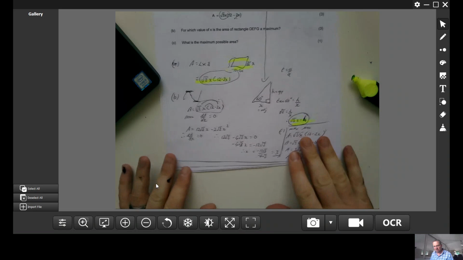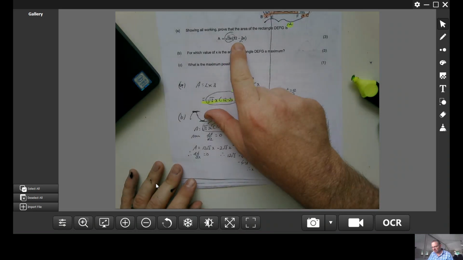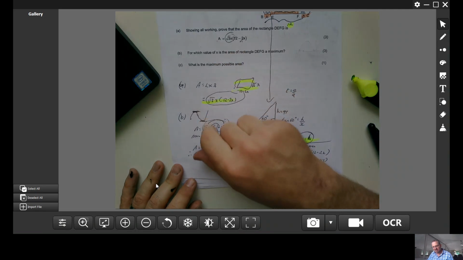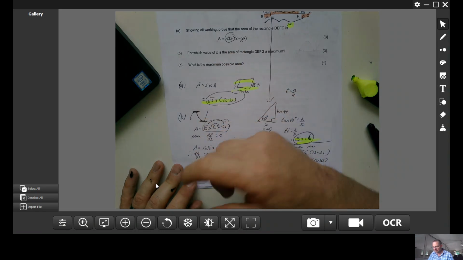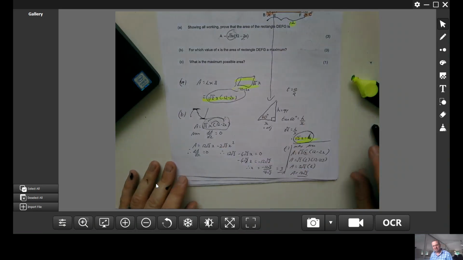So for any maximum minimum question, what's your process? You've got to get what you're trying to maximize or minimize in terms of one variable. Once you've done that, a maximum or minimum will occur when the gradient is equal to 0. If they then ask you to maximize the area, you put whatever the x value is back into the formula.